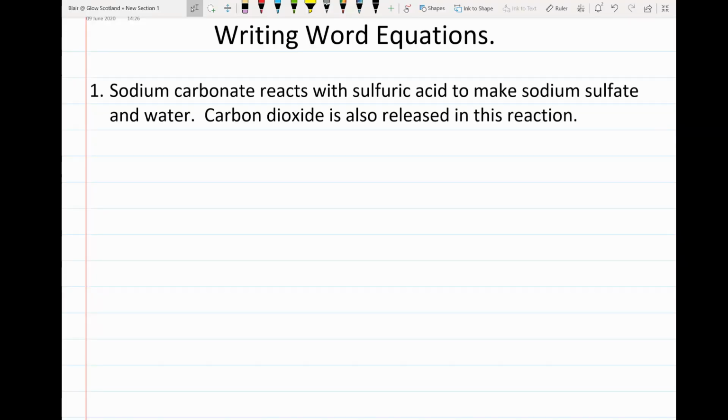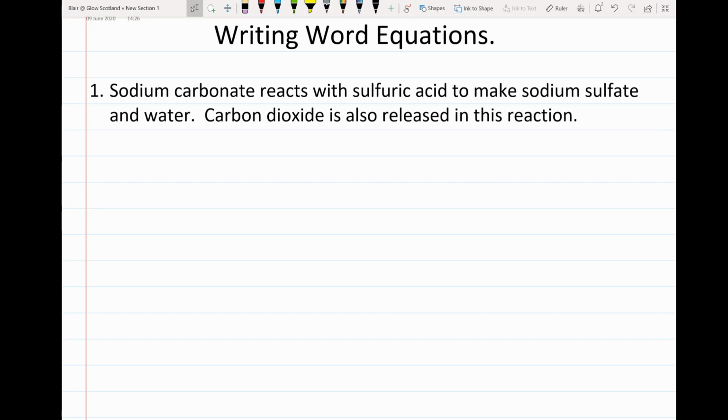Hi everyone, so I just wanted to make a quick video to show you how to write word equations. Quite often what we find is that even though you understand the chemistry behind it, you know what the reactants are and you know what the products are, we quite often end up losing marks simply because we're not laying out the answer the way that we should be. So there's an example on the screen in front of you just now.